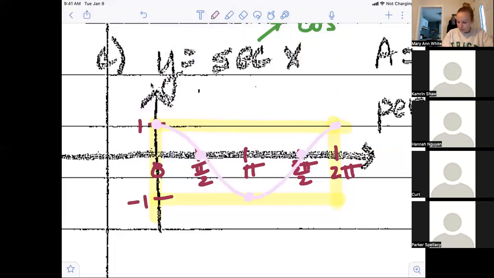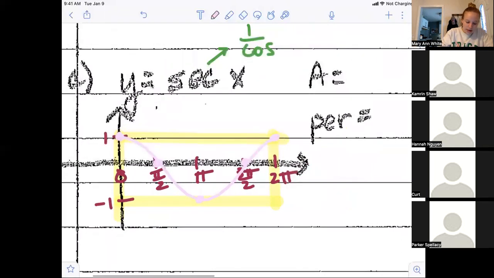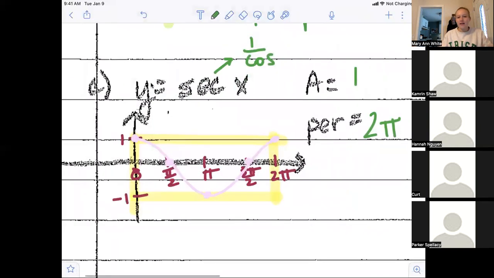Okay. Since it's just like cosine, its amplitude is still the same. Its amplitude is 1, its period is still 2 pi. So tan and cotan were the only ones that were funny where they had pi as a period.